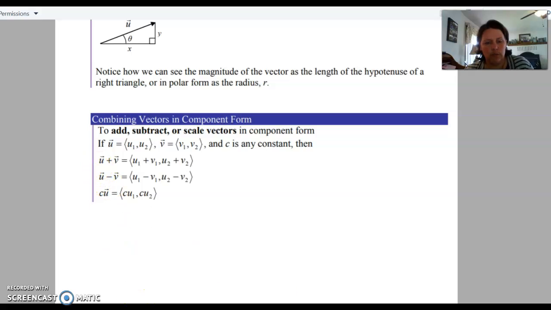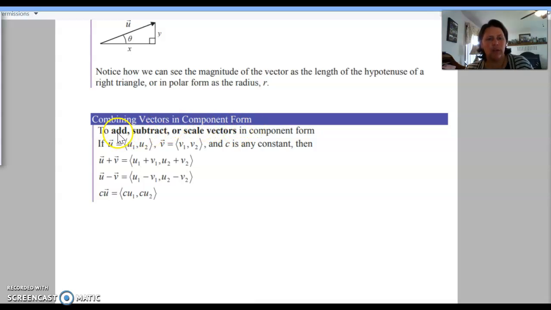So these are the rules for combining vectors in component form. So we can add vectors, we can subtract them, or we can scale vectors. Scaling is really just multiplying. So if we want to add two vectors together, we're just going to take the first two terms and add them, take the second two terms and add them. So just exactly how you would think. Subtracting, same way. Just subtract the first two terms, subtract the second two terms. And then when we're scaling, again, same thing, just multiply by whatever factor c to both of the values inside of the component form.